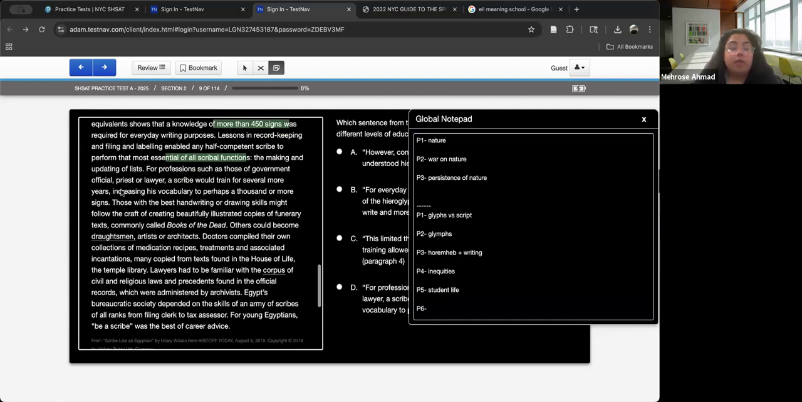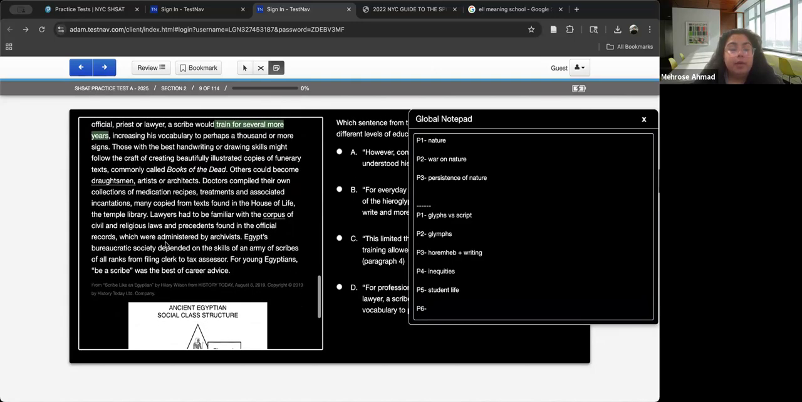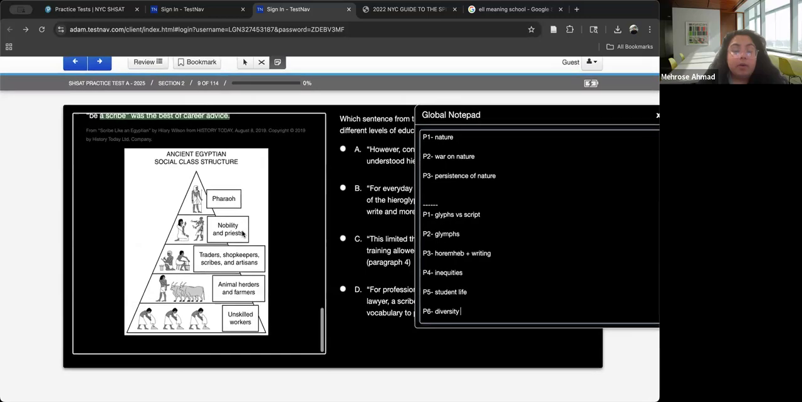For professions of government officials, a scribe would train for several more years, increasing his vocabulary. Those with the best handwriting or drawing skills might create illustrated copies. Doctors had their own collections. Lawyers had their own. To be a scribe was the best of career advice. So here we see almost a diversity in what being a scribe allows you to do. You can really do a lot of things. And what do we see here? We see a figure. It's very important to understand this.